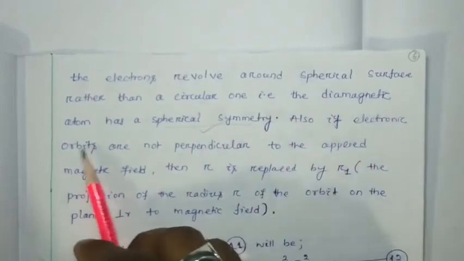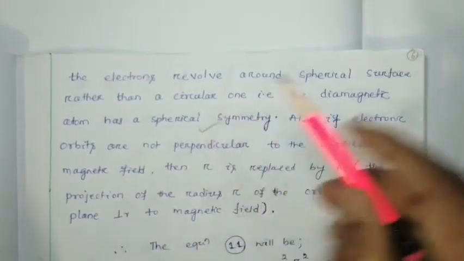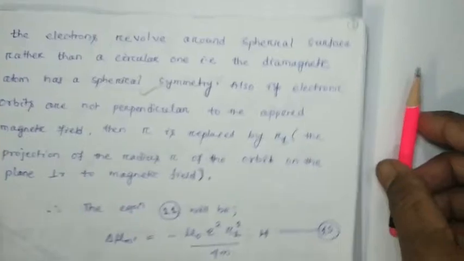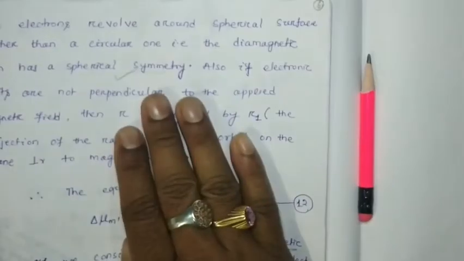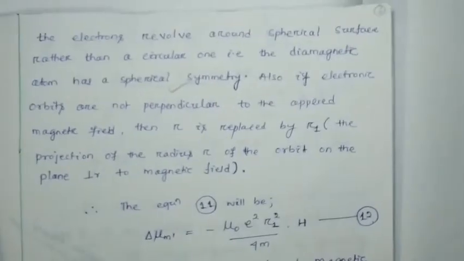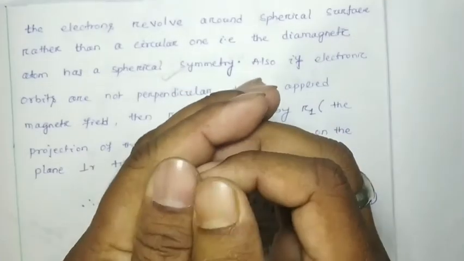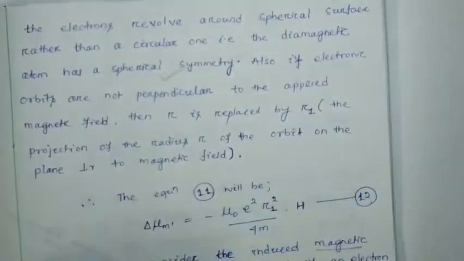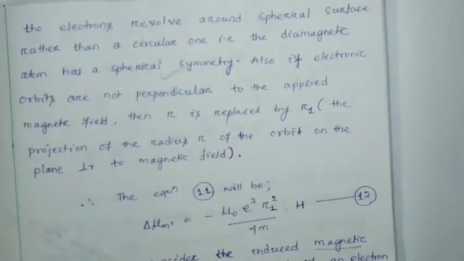That is, the diamagnetic atom has spherical symmetry. Spherical symmetry means that if it is a sphere, then the surface along the x-axis, along the y-axis and along the z-axis will be equal.